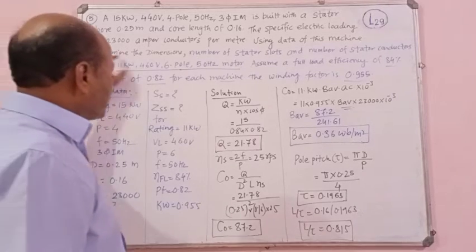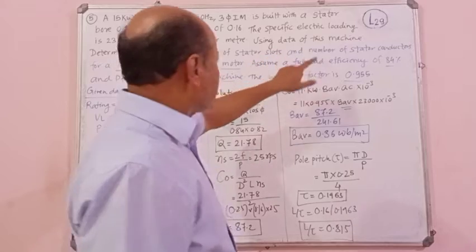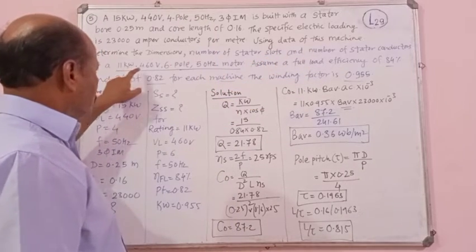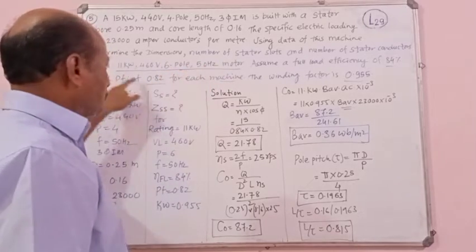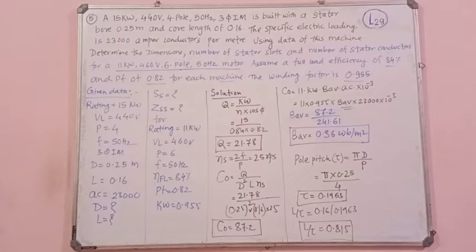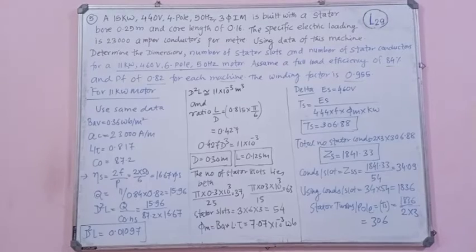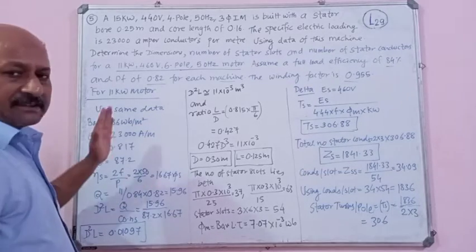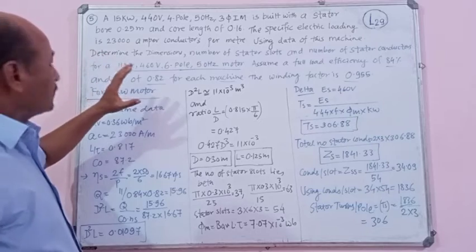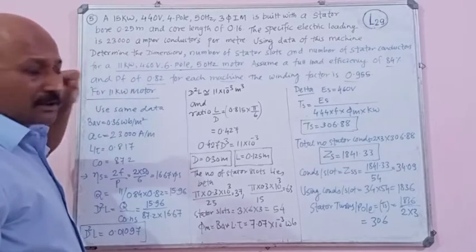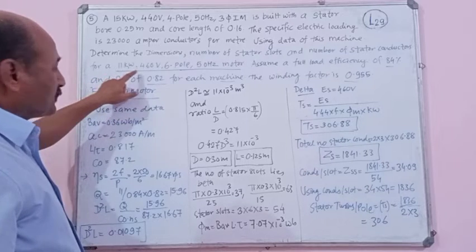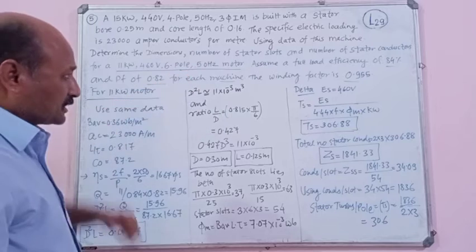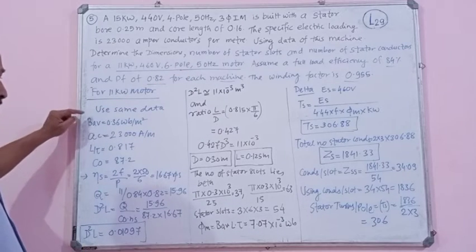Now we have to determine the dimension, number of stator slots and number of stator conductors for 11 kilowatt, 460 volt, 6 pole, 50 hertz motor. Now we have to simplify for the second motor. Now see the next part of the numerical. In the next part of the numerical, we have to use the same data for the previous motor, that is for the 15 kilowatt, and to calculate the values of dimensions for the 11 kilowatt 460 volt 6 pole 50 hertz motor. So use the same data, means what?